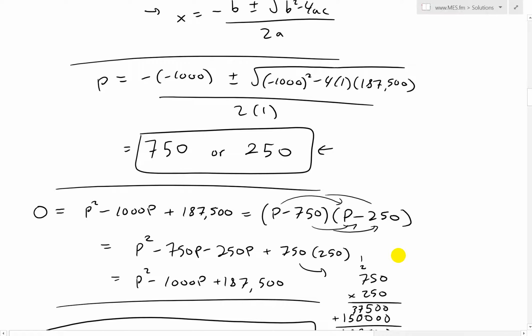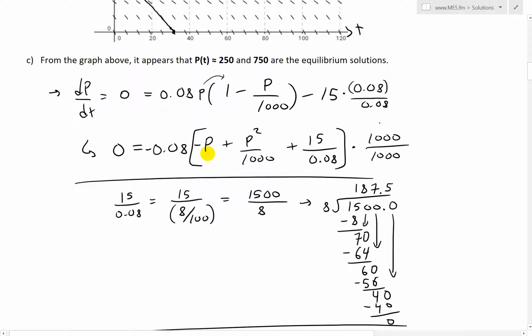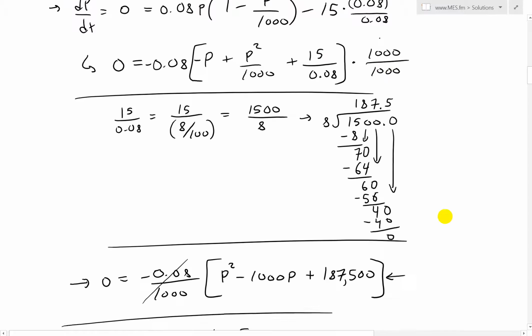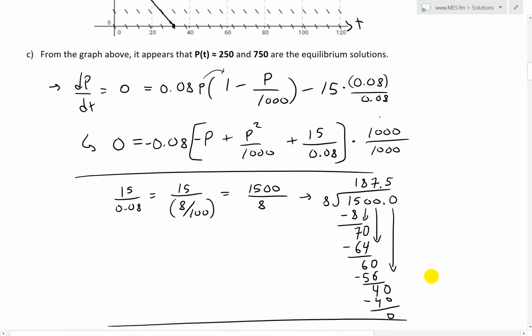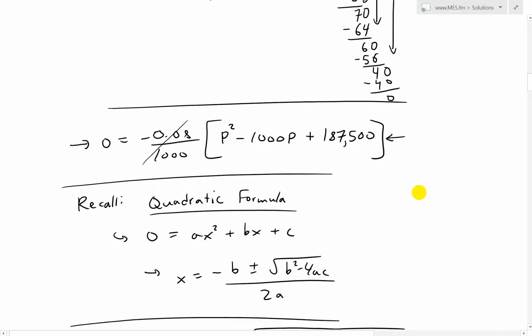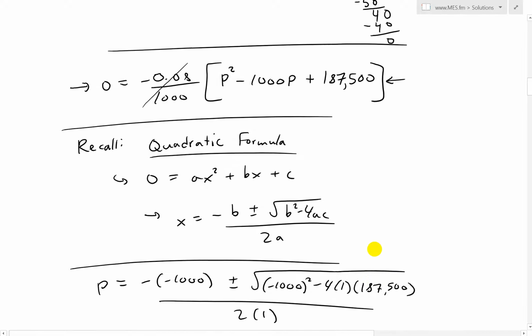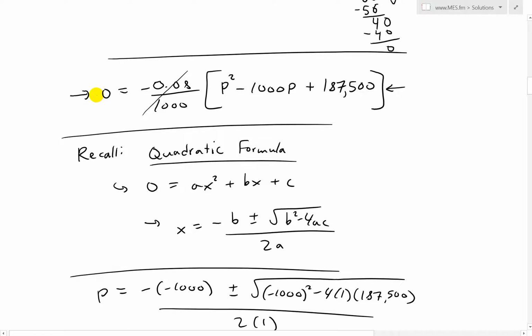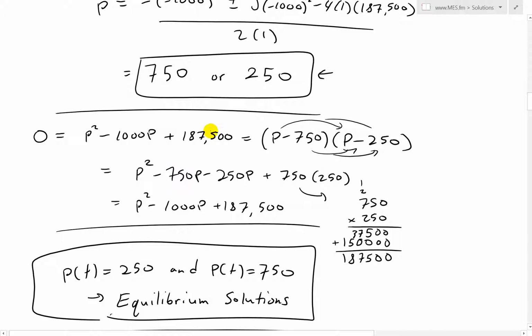And again, make sure to watch my earlier video to see how I simplified it. I basically factored out 0.08, multiplied by 1000, divided by 1000, and added a negative sign, just flipped it. So we get the P squared as positive, because initially when you multiply, P becomes negative there. And then what I'm going to do now is recall from that part of the video the equilibrium solutions: when you set it to 0, we get 750 or 250. In other words, this can be factored as (P minus 750) times (P minus 250). And we'll use those in our partial fractions.